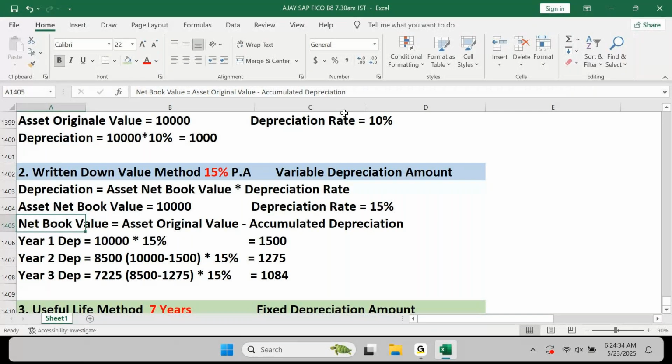Is this okay now? 15% everywhere. Okay. Point number 2, reducing value method or declining balance method, 15% per annum. Is this calculation for the first 3 years clear? Yes, sir.